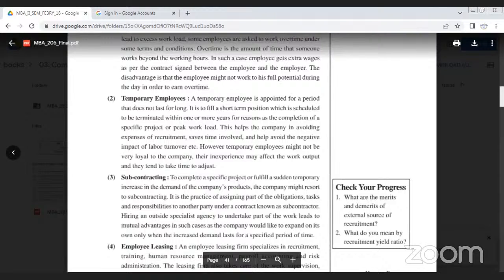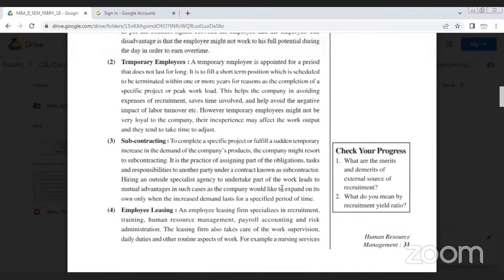Second, temporary employees. Temporary employees are appointed for a period that does not last long. It is to fill short-term positions which are scheduled to be terminated within one or more years for reasons such as the completion of a specific project or peak workload. This helps the company avoid the expense of recruitment, saves time, and helps avoid the negative impact of labor turnover, etc. However, temporary employees might not be very loyal to the company. Their inexperience may affect the work output and they tend to take time to adjust. Some need training to complete a specific project or fulfill a sudden temporary increase in the demand for the company's products.